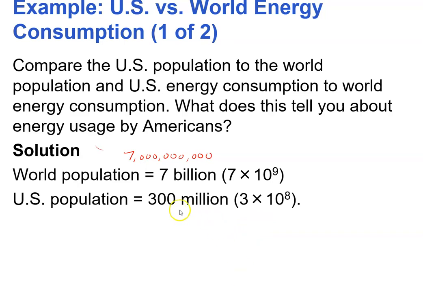The U.S. population is 300 million. So if we want to write 300 million, we'd say 300, and the million would be 6 zeros behind it. If you'll look, we've got 8 zeros, so 10 to the 8th.